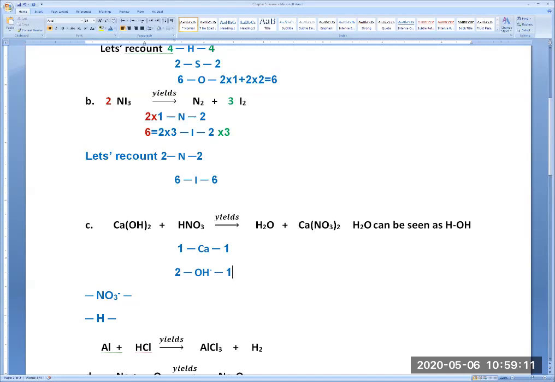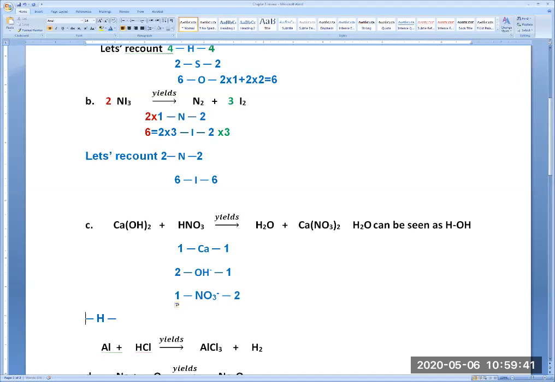And if we continue with NO3, we have 1 NO3 on the left from HNO3 here, and on the right we have 2 because here it's in parentheses, and the 2 outside the parentheses tells you that you have 2 of what's inside the parentheses, and it's 2 NO3.